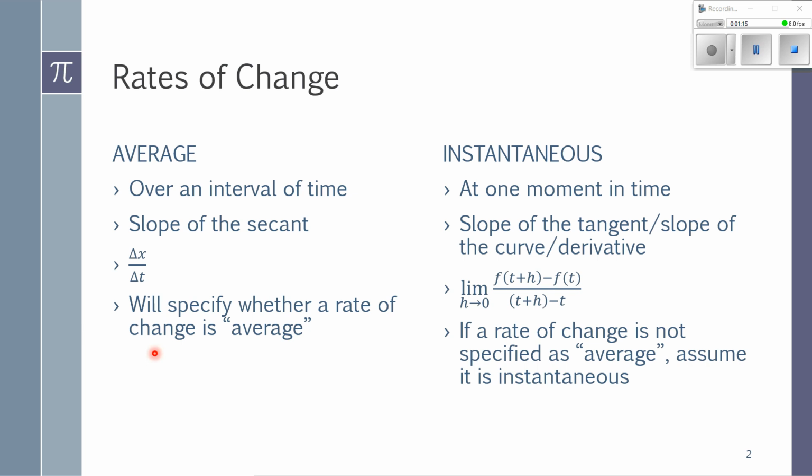Instantaneous is at a specific moment in time, and that's the slope of the tangent, the slope of the curve, the derivative, and is defined using our difference quotient here. If a rate of change is not specified as average, we assume it is instantaneous. They're not always going to say the word instantaneous, but if all they say is find the rate of change, it implies instantaneous for us.